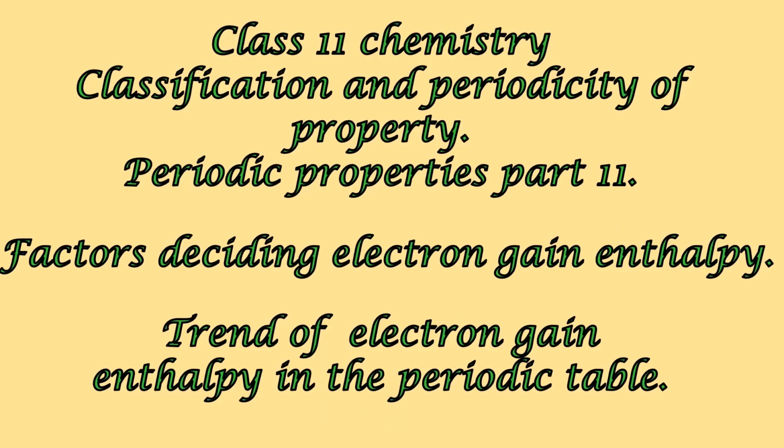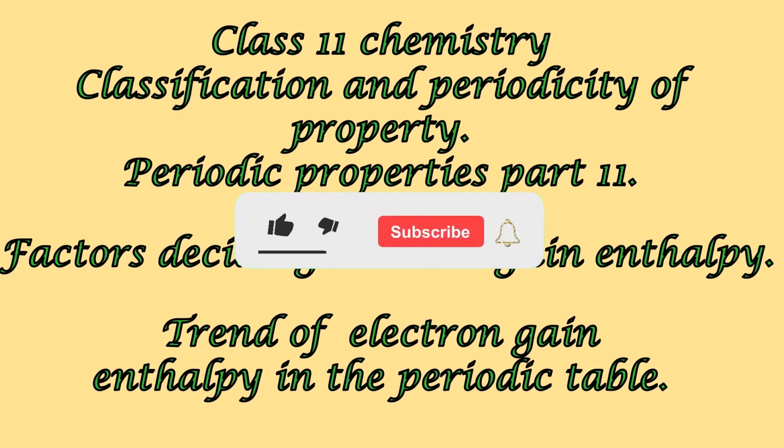We are continuing class 11 chemistry, classification and periodicity of property. Periodic properties part 11. We will discuss factors deciding electron gain enthalpy and then pass on to the trend of electron gain enthalpy in the periodic table with explanation for a few exceptional elements.